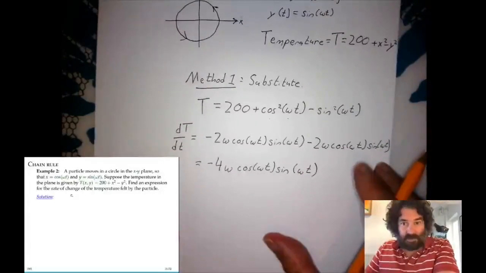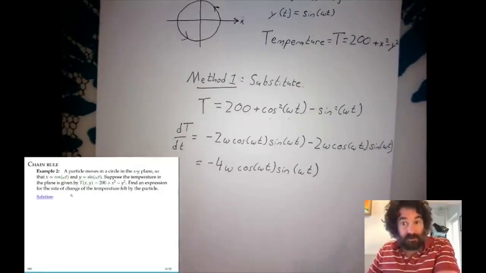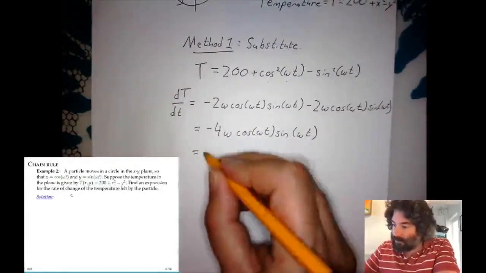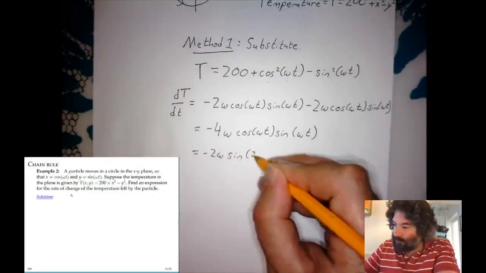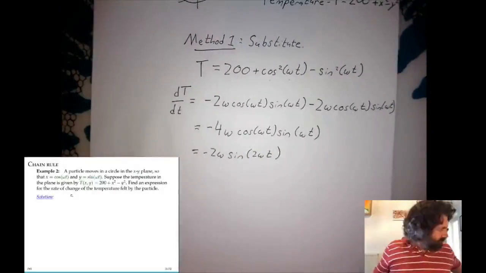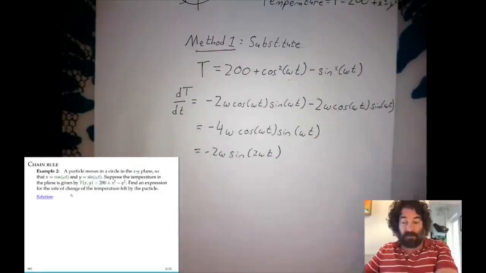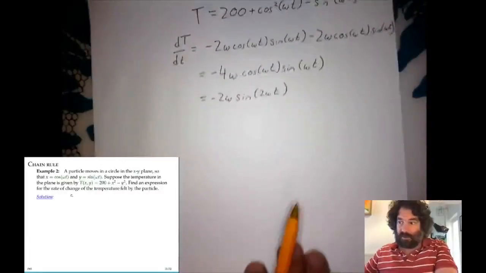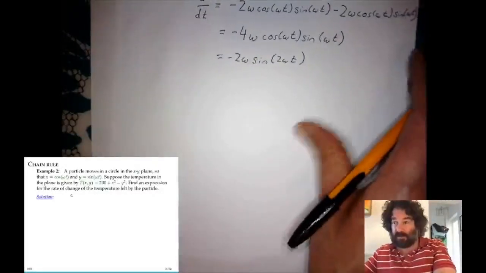And, well, this is sufficient for the answer, but you may also recognize that you can use a trigonometric identity in order to simplify this a little bit more, using the double angle identity for sine. This is negative 2 omega sine 2 omega t. Okay. So this is method 1. We've simply substituted in for x and y, and we haven't used the chain rule for partial derivatives. Just used the normal chain rule that we used from before. Method 2, we can use the chain rule for partial derivatives that we've just covered.